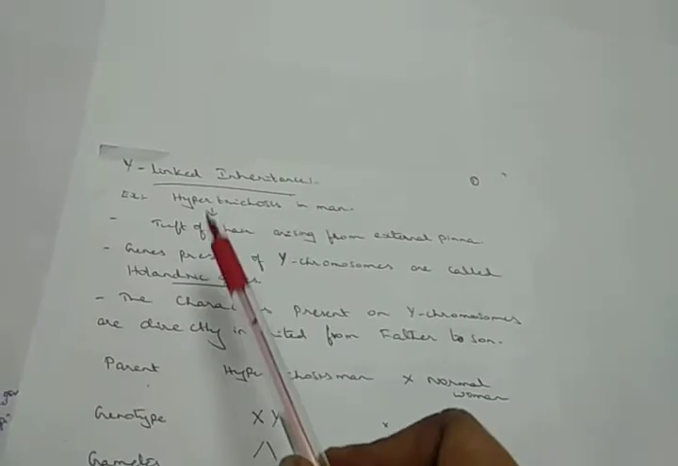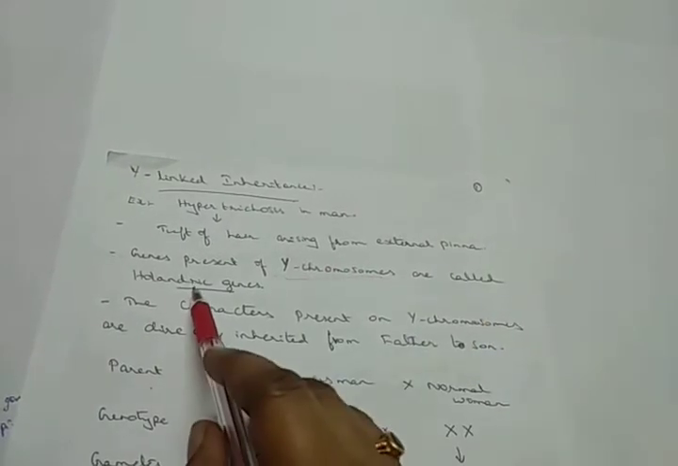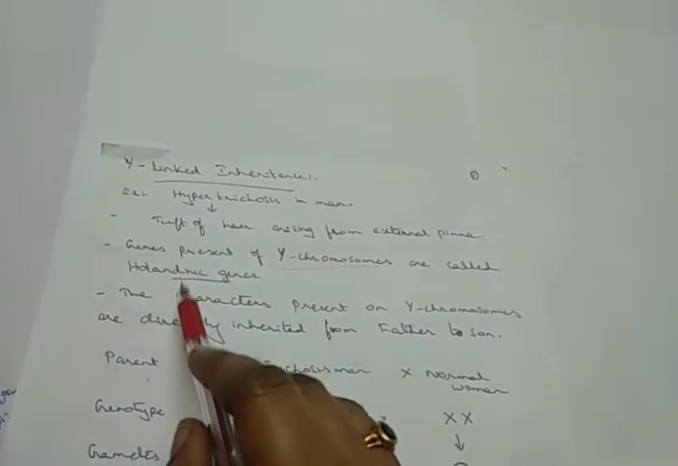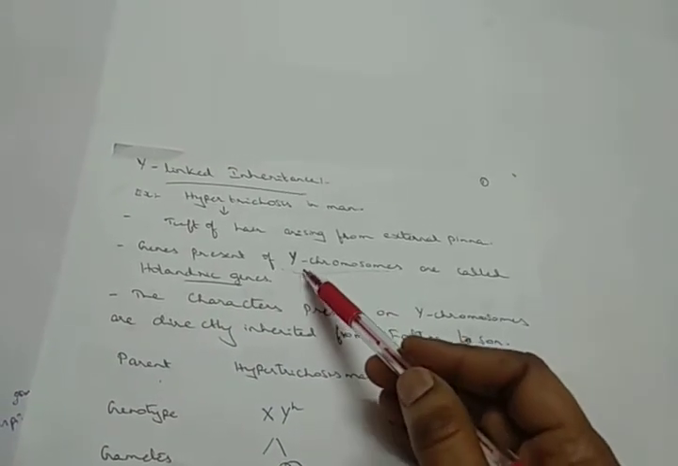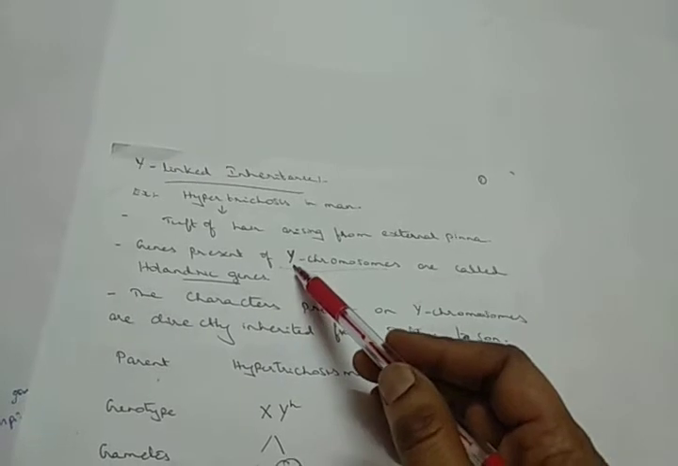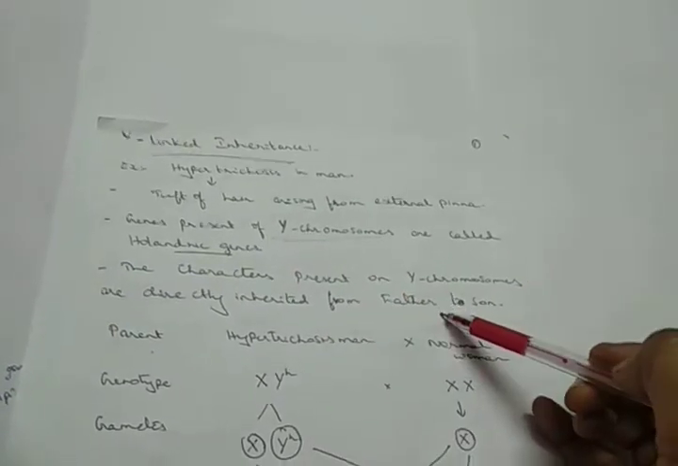This is Y-linked inheritance because the genes are present on the Y chromosome. Where the genes are present on the Y chromosome, you call them Hollandric genes. The characters or the genes present on the Y chromosome are inherited directly by the son.